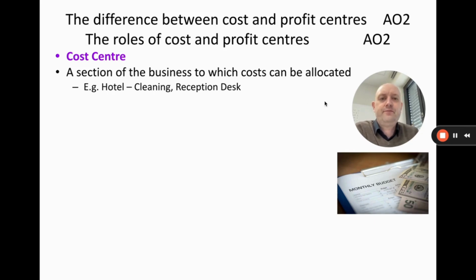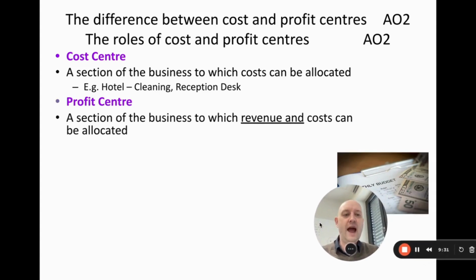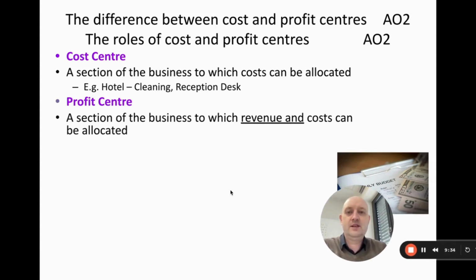Profit centers is very similar, but in this situation, we can allocate both revenue and cost to that part of the business. So in this situation, maybe the hotel restaurant, maybe the hotel bar would be profit centers. And that's because in this situation, the hotel restaurant will have costs because they've got to hire chefs, waiters, food, etc. But also in this situation, they can collect revenue because people will spend money to go to the hotel restaurant. And therefore, the hotel restaurant itself will have revenue, will have costs, and therefore the restaurant itself will either generate a profit or a loss. And therefore, they can call it a profit center.